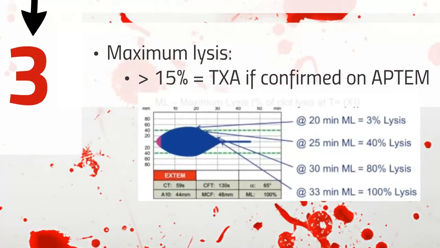Number 3, the maximal lysis. So this is the current amplitude versus the maximal amplitude that's happened to date. So at this point here, in 20 minutes time, we've only gone down ever so slightly from the maximum. At this point here, we've gone down by 40%. The cutoff is 15%. This is again just so that you can call this as early as it crosses that threshold, you can start treating.